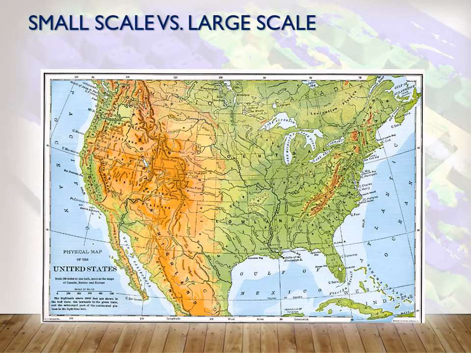Now, I mentioned a couple of times zooming in and zooming out. I want to talk about large scale versus small scale because some students have a hard time understanding or remembering the difference. When we're dealing with small scale, we're dealing with areas that are zoomed out. So this is a small scale map. A small scale map would have rivers being represented by lines and cities being represented by points.